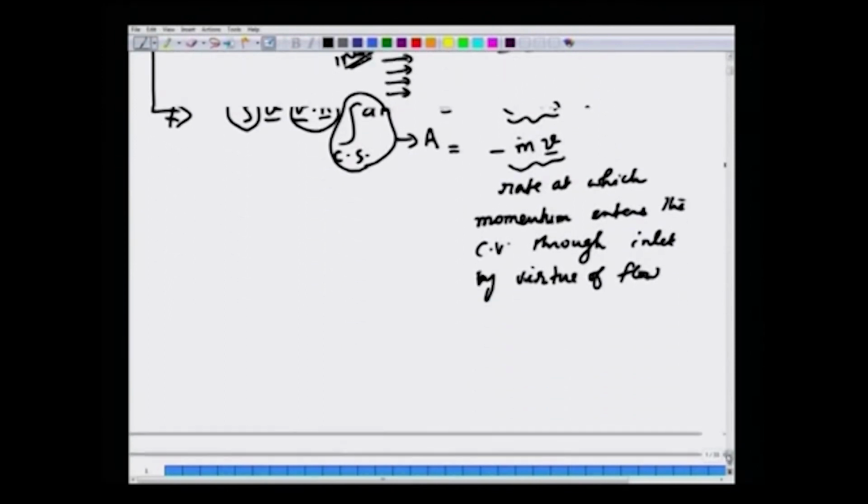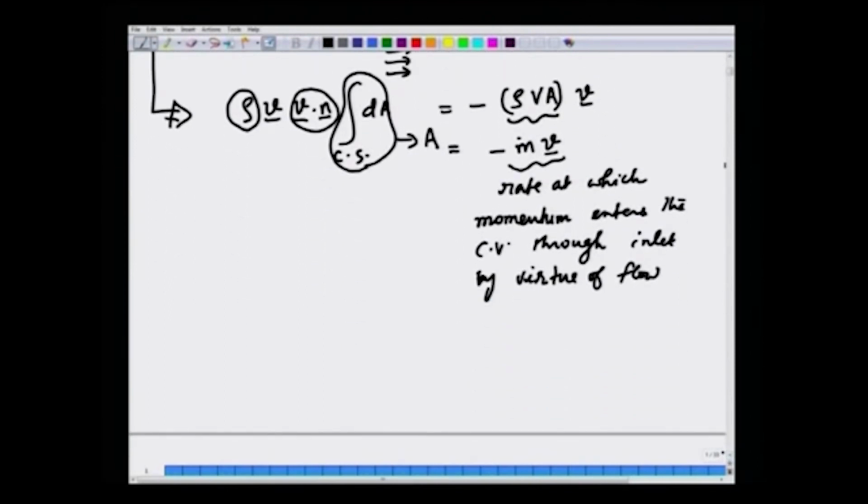Okay. So, that is the inlet flux term. Likewise for the exit or outlet, you will find that v dot n, all evaluated at the outlet. So, let us put in v dot n is plus v.